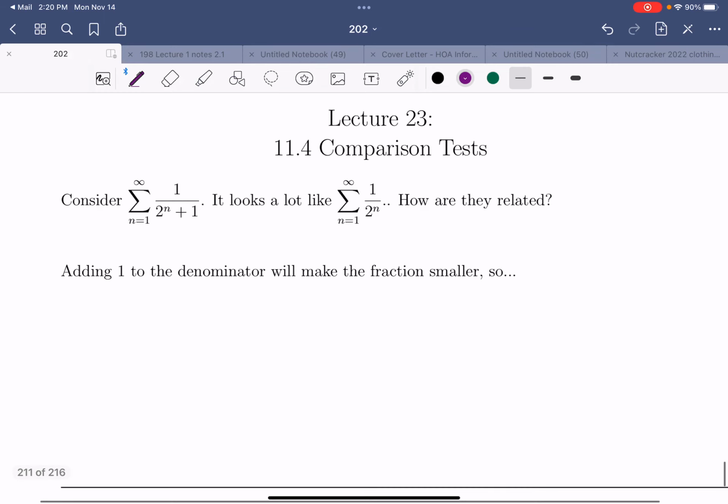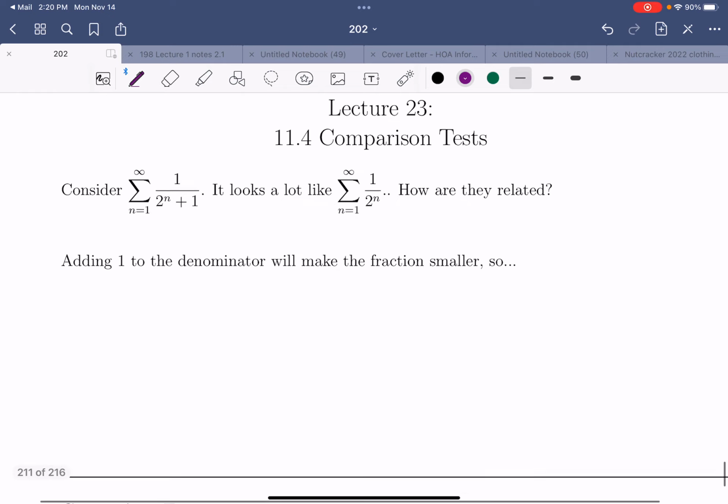We are working our way towards the end of the semester here, and we've got section 11.4. 11.4 is all about comparison tests. We're going to talk about two different comparison tests today, and then we'll talk about which one we like better.